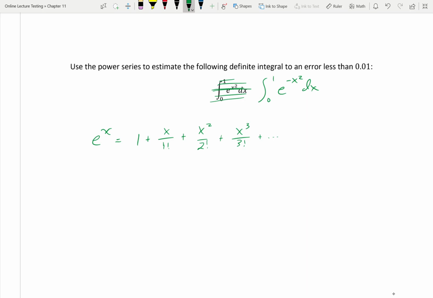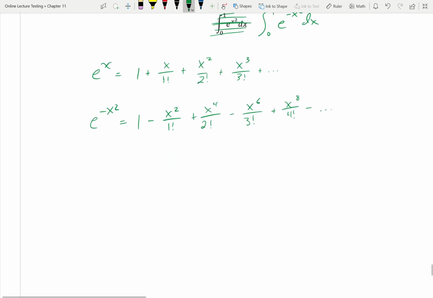All right. So e to the negative x squared is equal to, for every x that we see, we're going to replace it with negative x squared. So we're going to get 1 minus x squared over 1 factorial plus x to the 4th over 2 factorial. Now you're going to see why I did this. Minus x to the 6th over 3 factorial plus x to the 8th over 4 factorial minus, and so forth. Notice what we're doing. We're establishing an alternating series. This is very important for us.